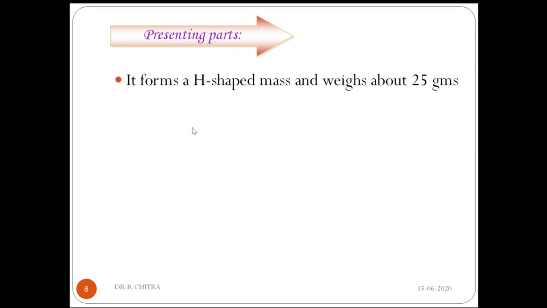Presenting parts of the thyroid gland. Before that, it is having the shape of a shield. It is like a shield-shaped structure, and it is about 25 grams normally in weight. In females, the weight increases slightly in pregnancy and menstruation.